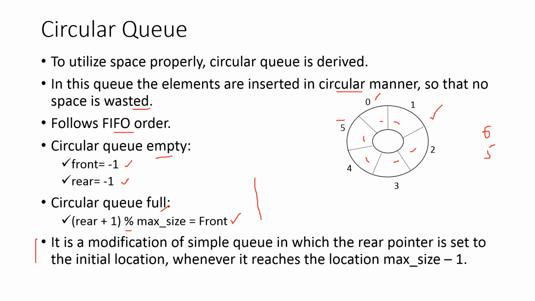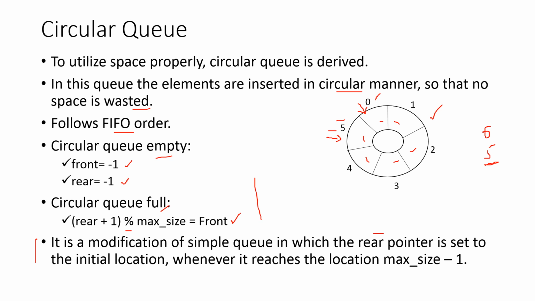So when the rear pointer reaches the location maximum -1, that is this position, the next step is that the rear pointer is set to the initial location. Then rear will come here. In the example it will be clear how it works. So this is how we say there is no wastage of space.